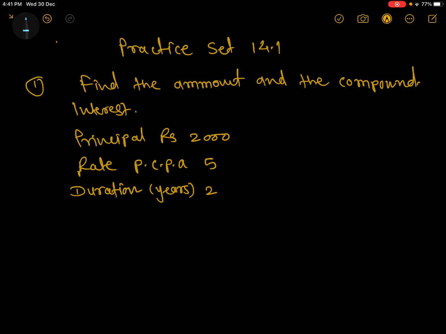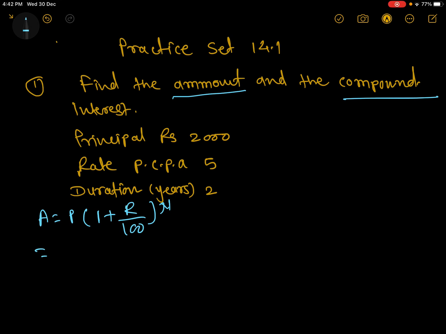Practice set 14.1. Find the amount and the compound interest. Principal is rupees 2000. Rate is 5% per annum. Duration is 2 years. We have to find out the amount and the compound interest. Now the formula is A equal to P into bracket 1 plus R upon 100 raised to N.